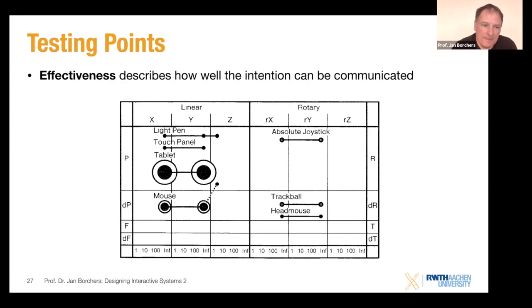Here's another way to look at this. So the effectiveness basically communicates how well your intention can be communicated. And effectiveness of an input device is a slightly different story. You could measure it using performance measurements. For example, how fast can people select targets with a particular technique? That's a very common thing to do.